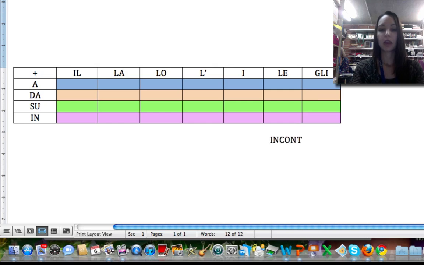Incontriamoci, where we're going to meet. We're going to use the preposition a plus the place where we meet. So let's say we're going to meet up at the park. Park is il parco. Now, as I said before, we cannot have a preposition and an article like this in a sentence. We need to combine them to make one new word, and the new word would be al. So incontriamoci al parco.